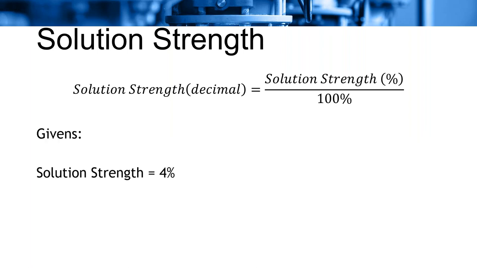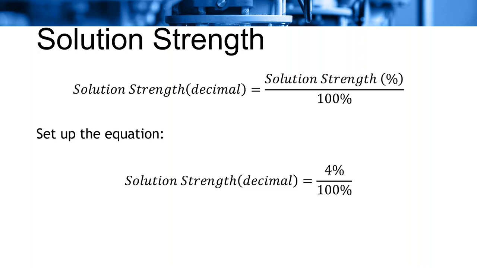And the first thing we do is identify our givens. So it told us that there was a solution strength of 4%. So we're going to identify that. And if you're following along, it's good to write those givens. You can write it just as it's seen on the screen as givens, and the solution strength equals 4%.